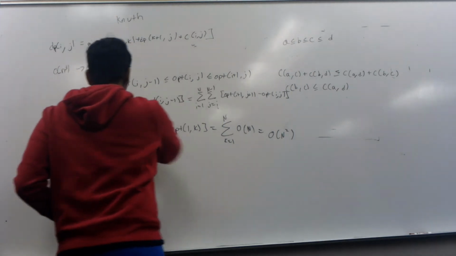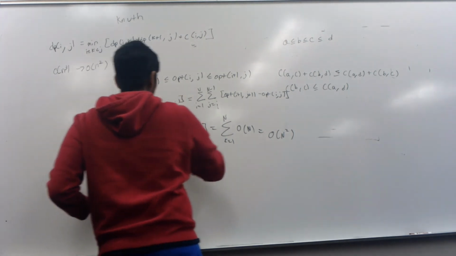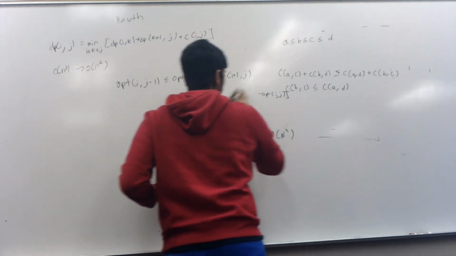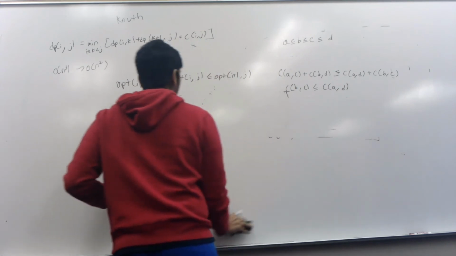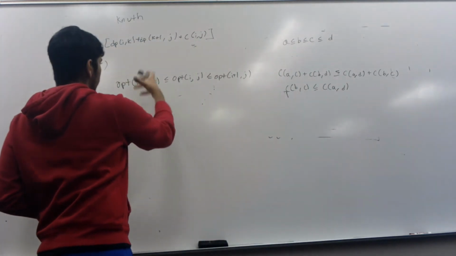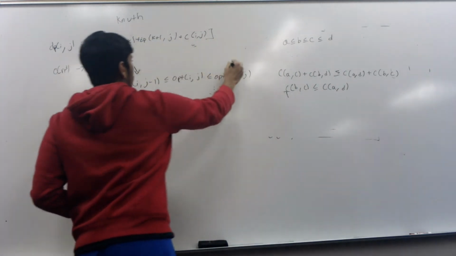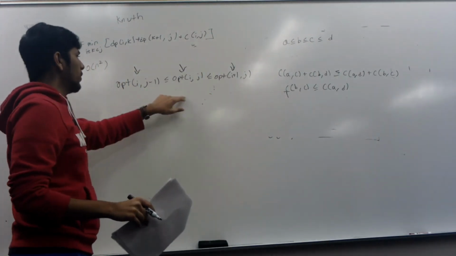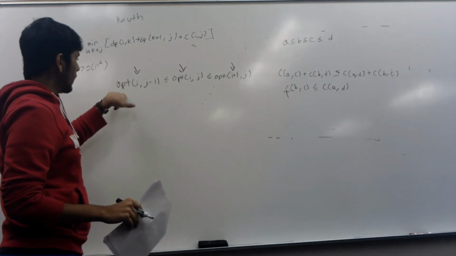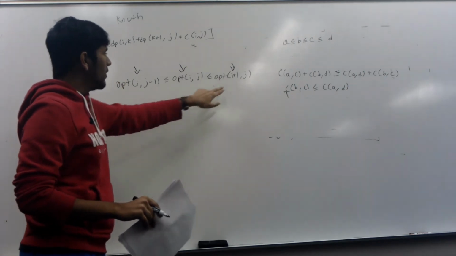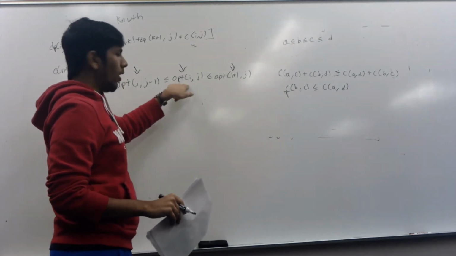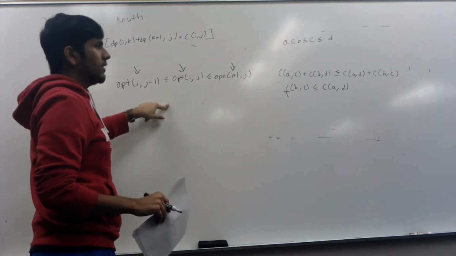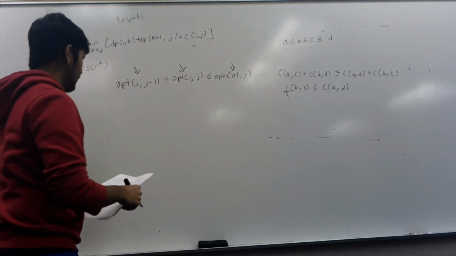But some complications arise from this. How do we ensure we compute these values before we compute this value? Something nice about this is that this range and this range are always smaller than this range, which creates a DAG-like dependency, right?